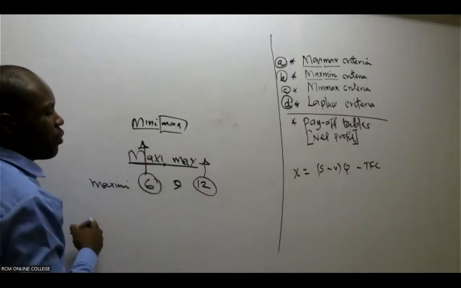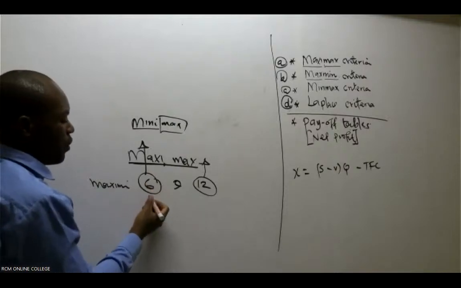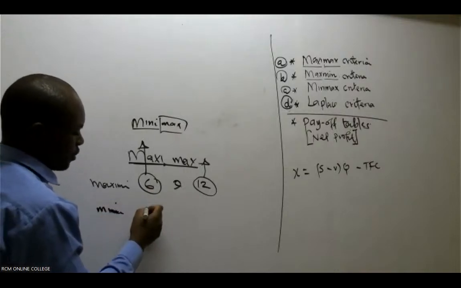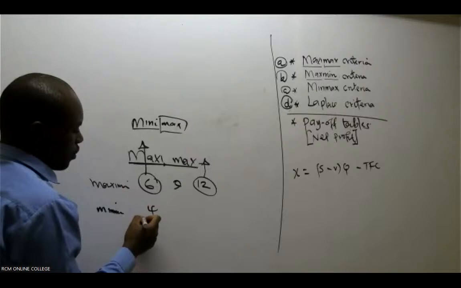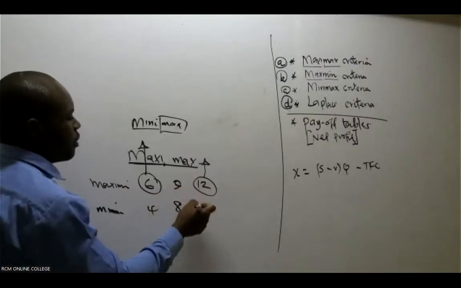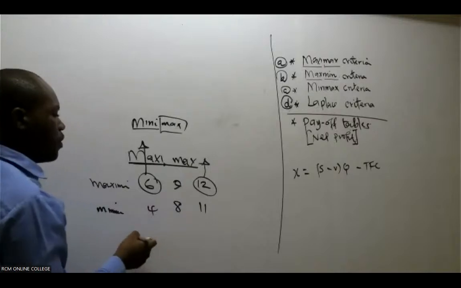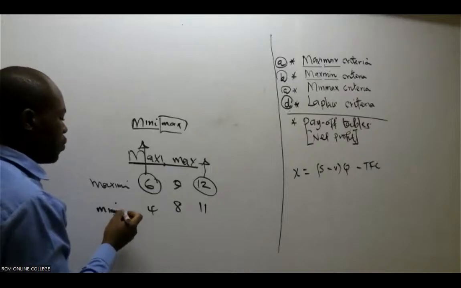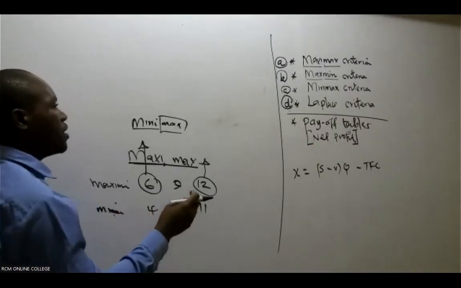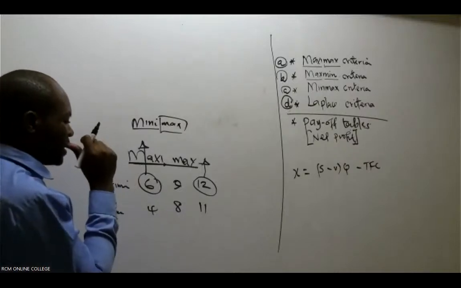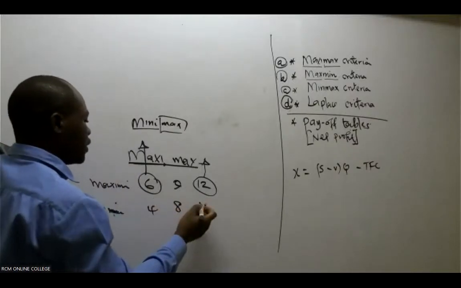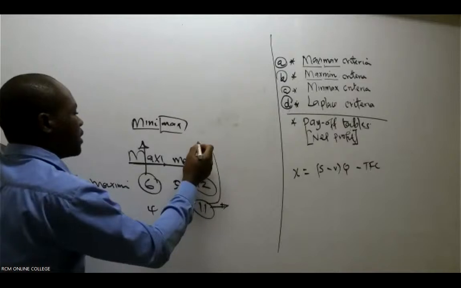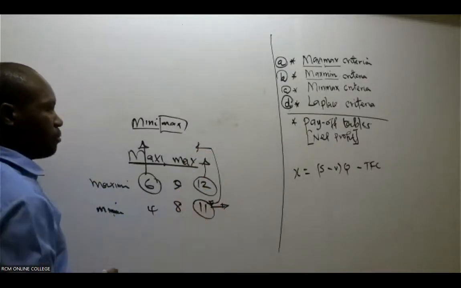Then maximin, we are maximizing the minimum figures. Now, let's say you are given the minimum figures 4, 8, and 11. Then you are being told to maximize the minimum figures. So amongst these minimum figures, which one is the highest? Even though they are the minimum figures, this one here happens to be the highest. So we select the selling price that relates with this particular item.